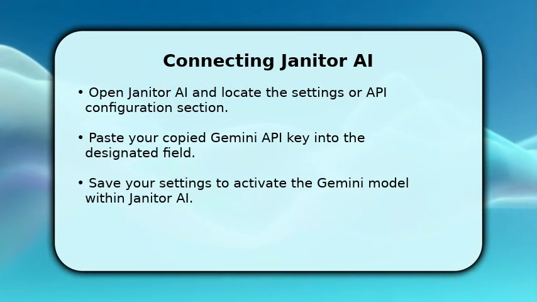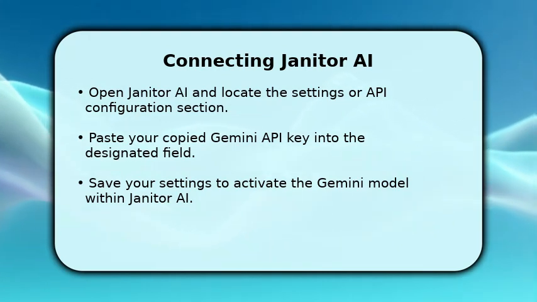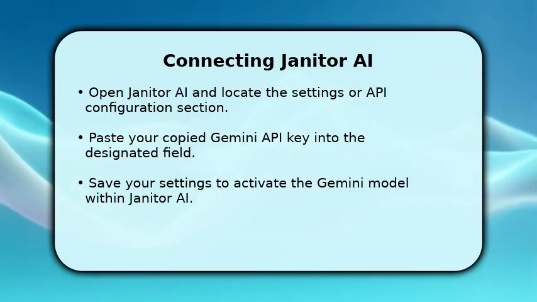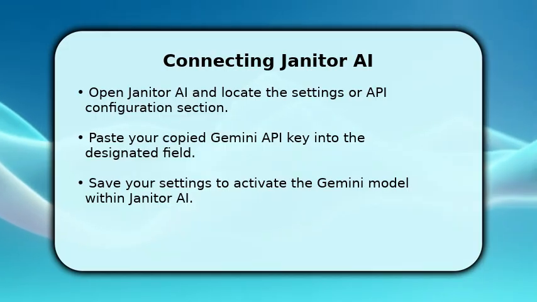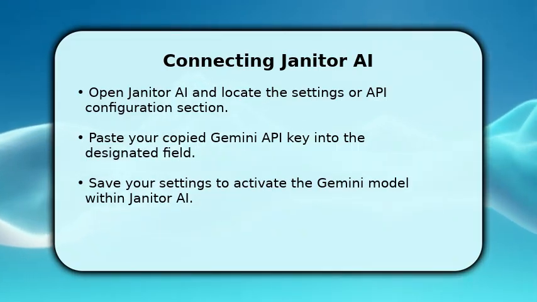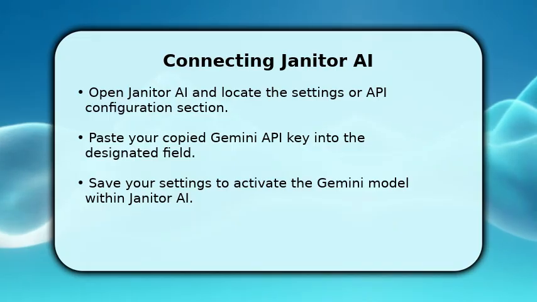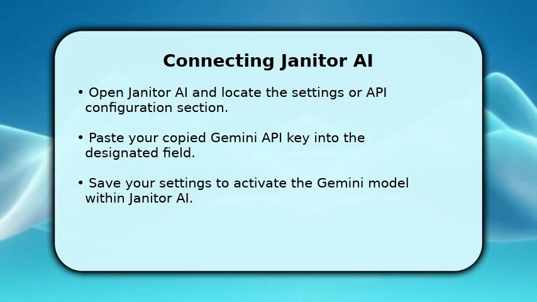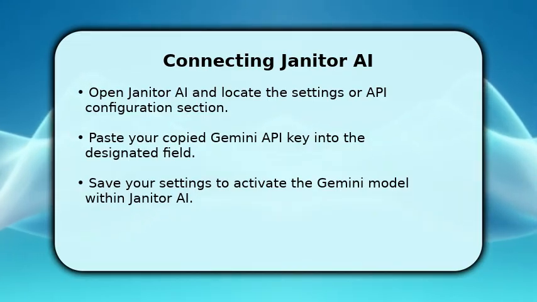Next, open your Janitor AI application. Look for the Settings menu, usually found in the top right or a sidebar. Within the settings, you'll find an option for API configuration or model selection. Paste the Gemini API key you just copied into the specified input box. After pasting, remember to save your changes. This action establishes the connection, making Gemini available for your AI interactions.